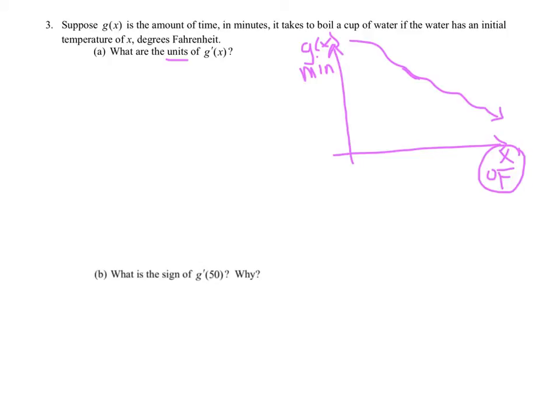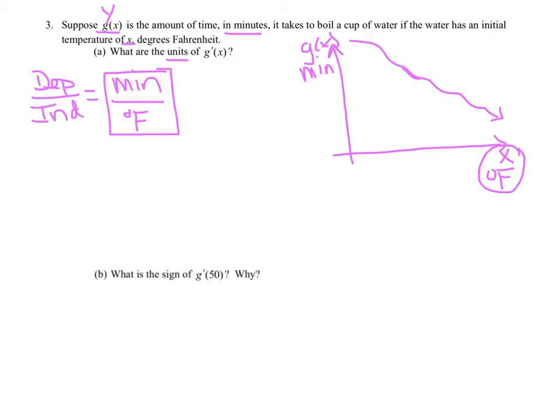So anyway, we want to really focus on the units, and I want you to think of it as always the units of the dependent variable divided by the independent variable. So here, our dependent variable, g of x, which you can think of as your y, is measured in minutes. So we're going to do minutes divided by something. And your independent variable is x, and that's measured in degrees Fahrenheit. So I'm going to say the units on g prime are minutes per degree Fahrenheit.